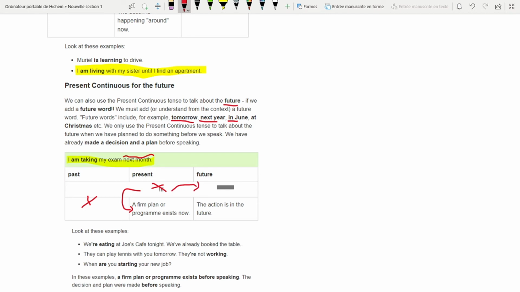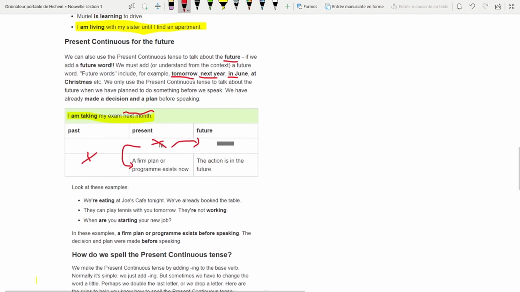So what you need to know is not because you find next month, next year, it means you will directly write the future, right? Because native speakers tend to use the present progressive to talk about the future. This is just to let you know, all right? So this is the concept of present continuous for the future.